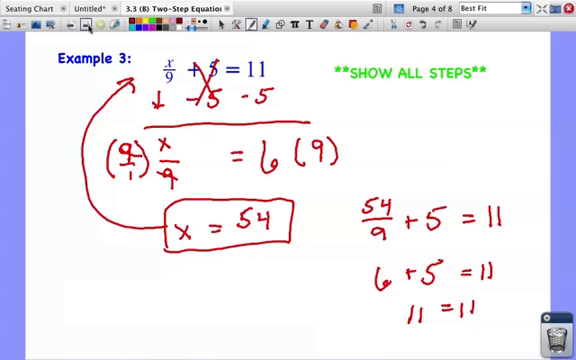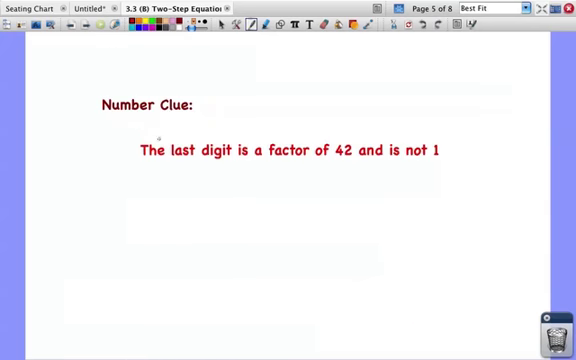We're good. Real quick, you guys, the number clue. The last digit of the number is a factor of 42. So by factor, I mean if you multiply it by something else, it'll be 42. And it's also not 1. So the last digit is not a 1, and it's a factor of 42.